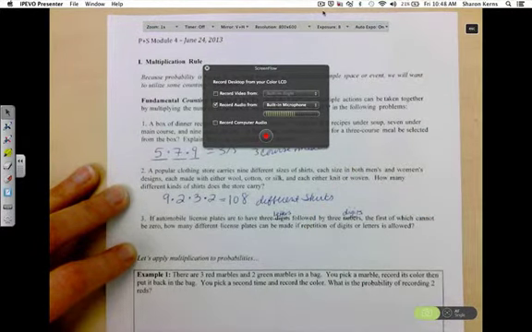Let's see, the third one. If automobile license plates can have 3 letters followed by 3 digits, and the repetition of digits and letters is allowed, how many different license plates can be made?